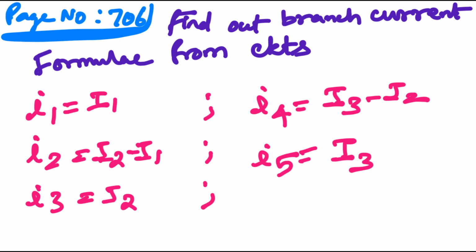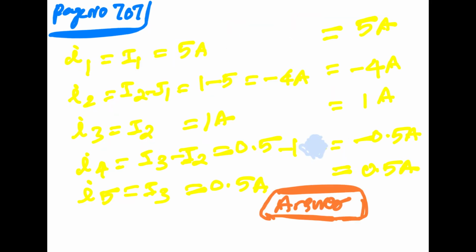Small branch current I3 depends upon the mesh current I2. So put I2. Small I4 branch current depends upon the mesh current I2 and I3. And I3 and I2 are opposite direction. So put I3 minus I2 for I4. Small I5 depends on the mesh current only I3. So small I5 is capital I3. This is obtained from the directions we assumed from the question circuit and mesh currents I1, I2, I3.